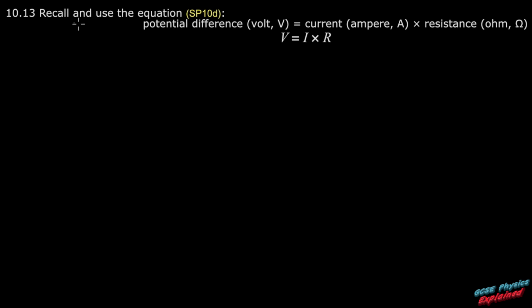Number 13. Recall and use the equation potential difference equals current times by resistance. So this is Ohm's law. It's very common. And they'll give you a current and a resistance, and you can work out the voltage. And sometimes you've got to rearrange it. So something times by something, pop that into the bottom here. And then I've got voltage and one space, so that voltage must go in that space. And then just cover up what you're looking for, and what you're left with is how to work it out.